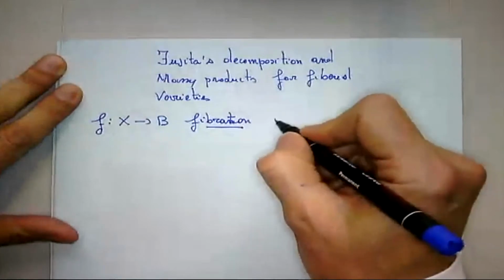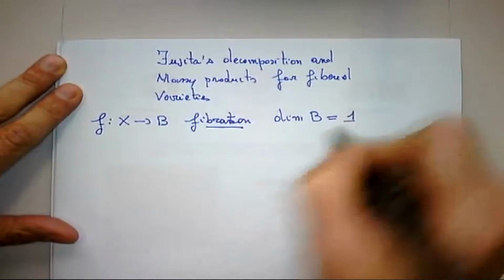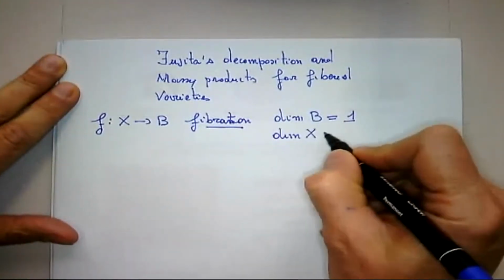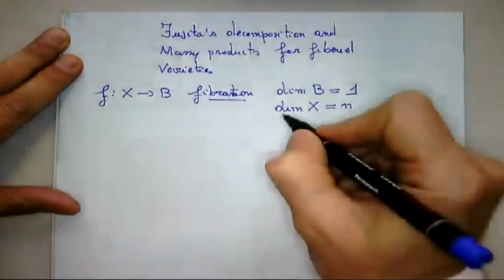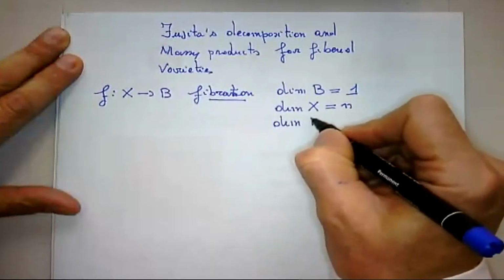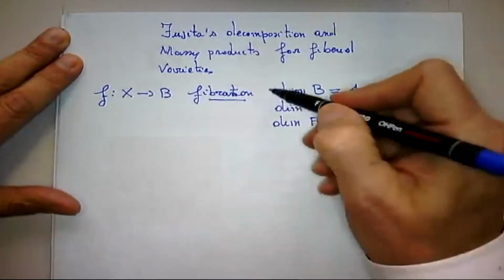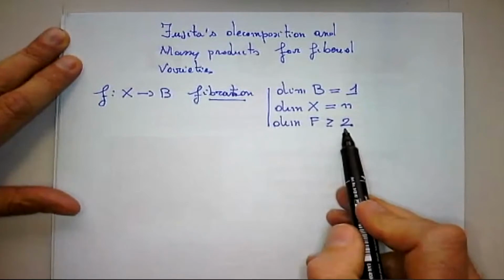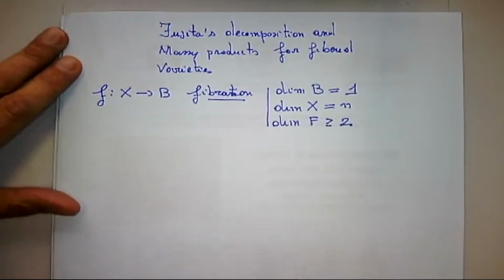I assume that the base dimension, for simplicity, is 1, and the dimension of the total space will be n, and the dimension of the fiber is bigger or equal than 2. These numbers are important because there is a huge literature when the dimension of the fiber is 1, the problem of fiber surfaces. I will only touch on it a bit during the seminar, but only a quick touch.